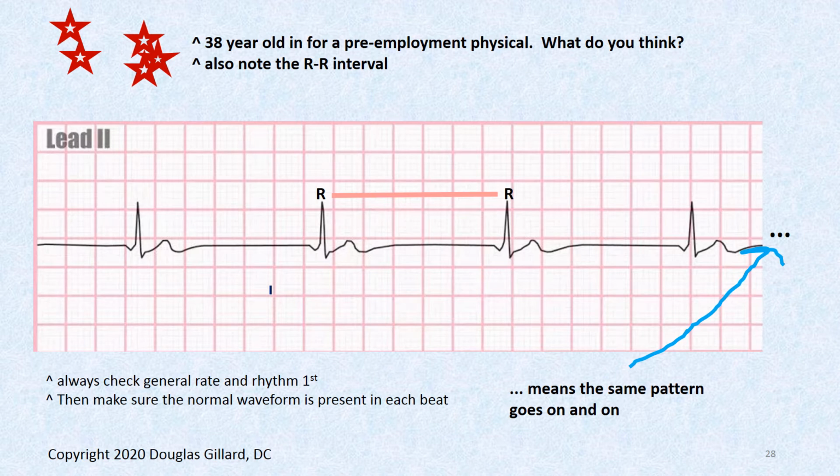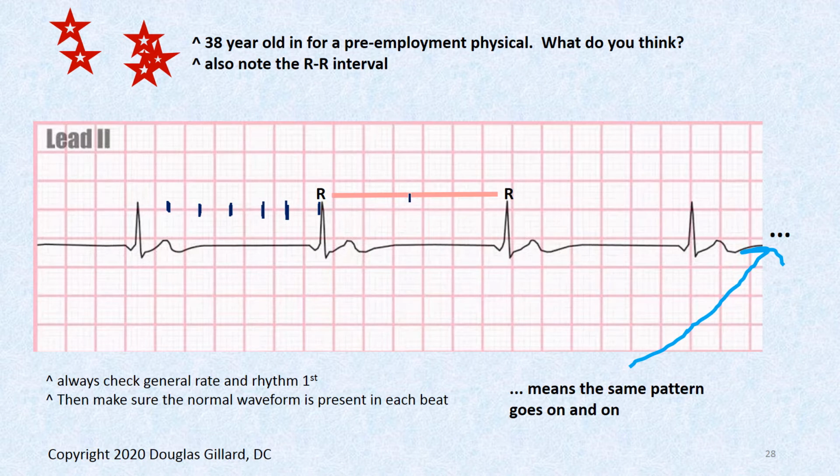Remember that 300, 150, 100 rule? You use the peak of the R wave as the measuring stick. If the next one was here, that would be 300. If the next QRS complex peak was here, that'd be 150, 100, 75, 60, 50. Just a hair slower than 50. So we have a bradycardia going, but not a severe bradycardia.